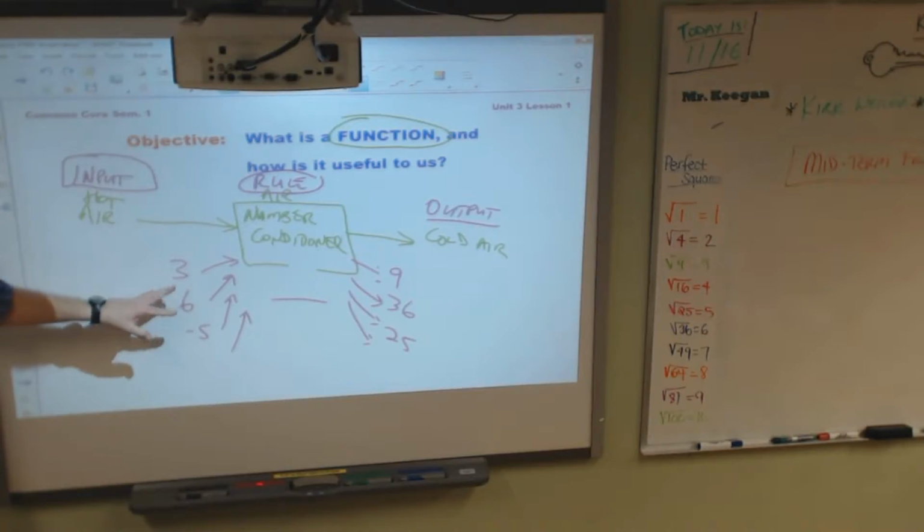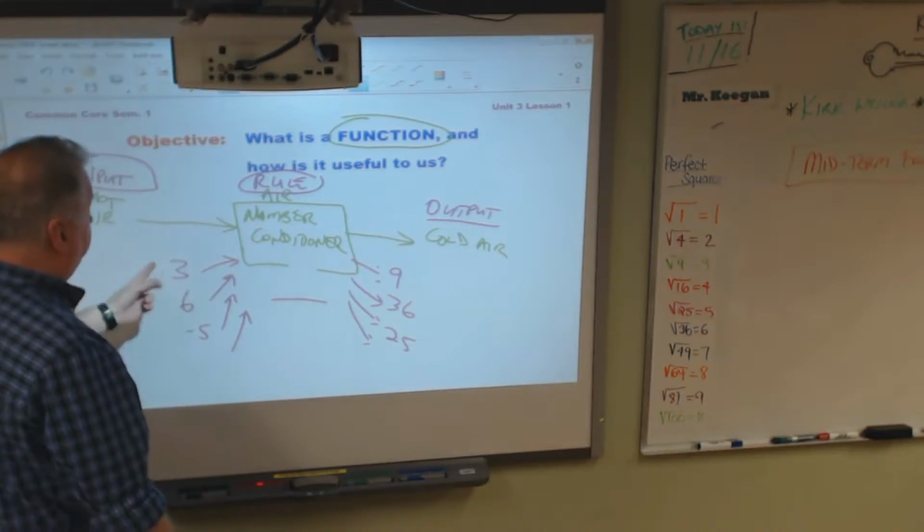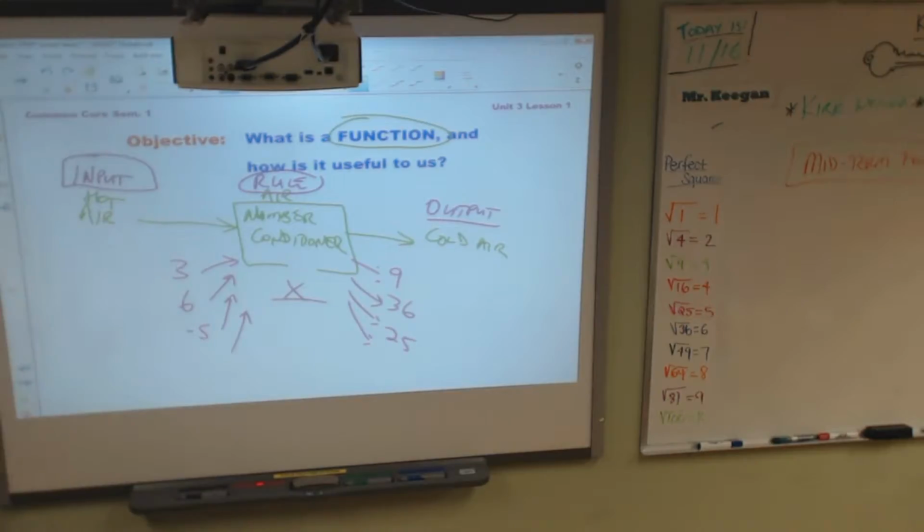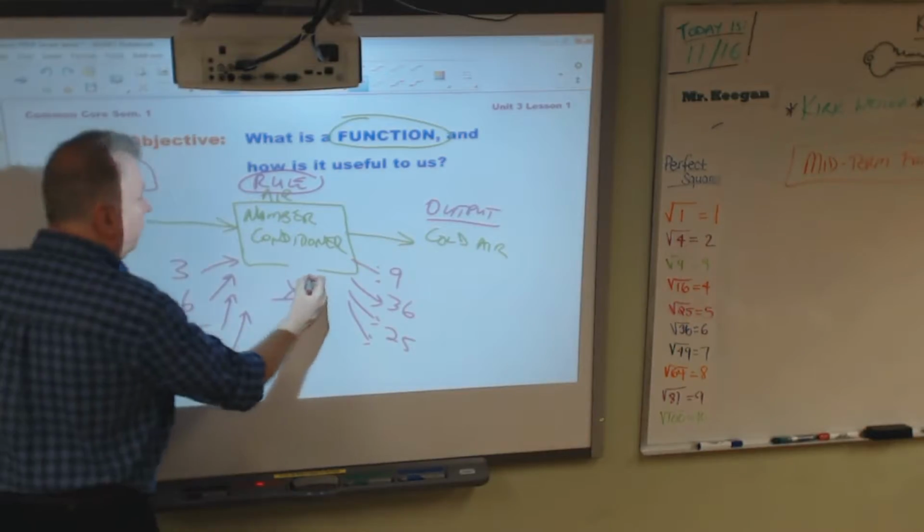Right, as Savia said, this is going to be the number that's input times itself. How do I write that? If the input is an x, how do we write it? I could write x times x, but what's x squared? x squared? Good, there you go.